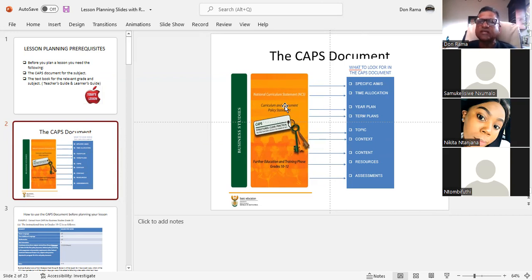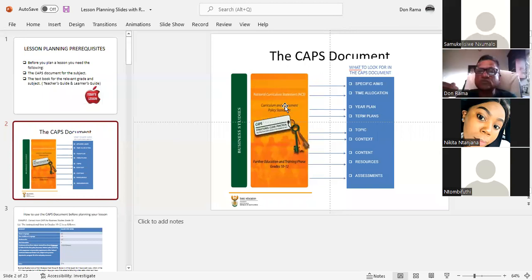It also gives you the year plan and the term plans. Now, this is where you will find your topic in the term plans, right? And in the term plans, they give you the topic, the context, and the content, the resources that you have to use, as well as the assessments that you will have to use. Okay, so that is what you call the CAPS document.